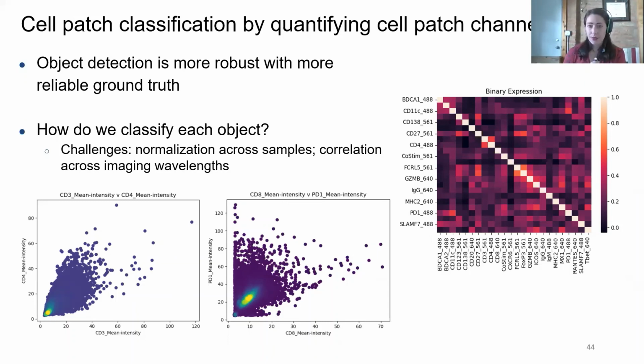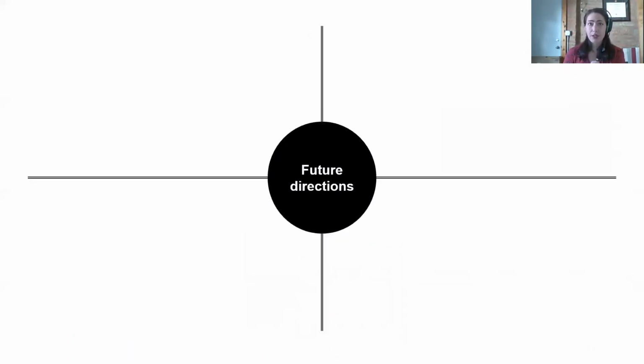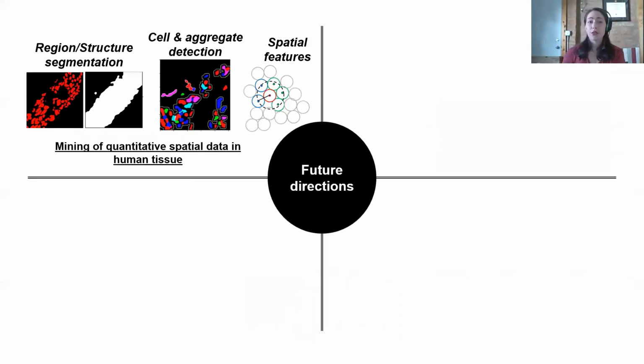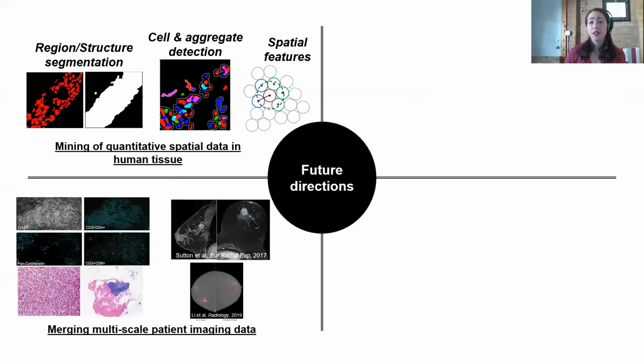And really quick, before I finish up, I want to talk about some future directions. Where do we want to go with all this? So moving forward, I still want to keep mining these quantitative spatial data from human tissue. Combining all these, I think there's a wealth of data in archived biopsies that we can access through computer vision. And I think we're just really scratching the surface of what we can learn from archived human tissue.